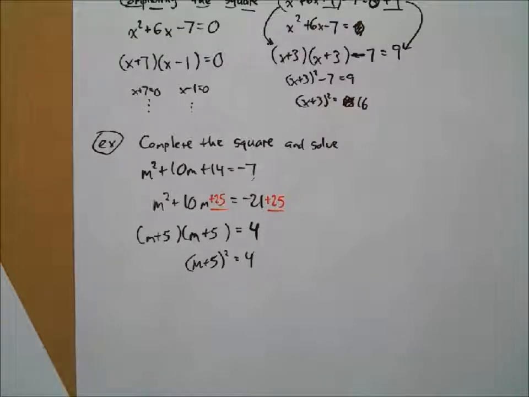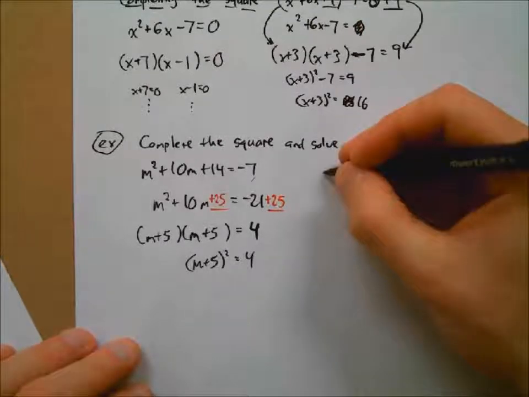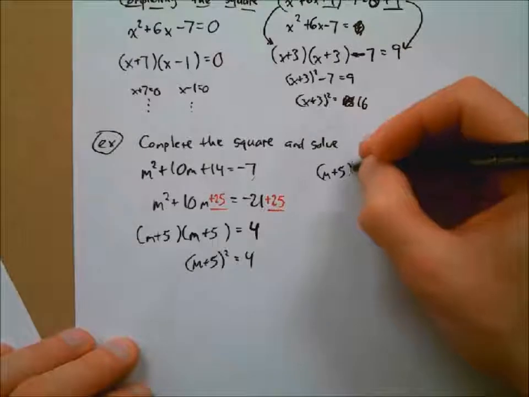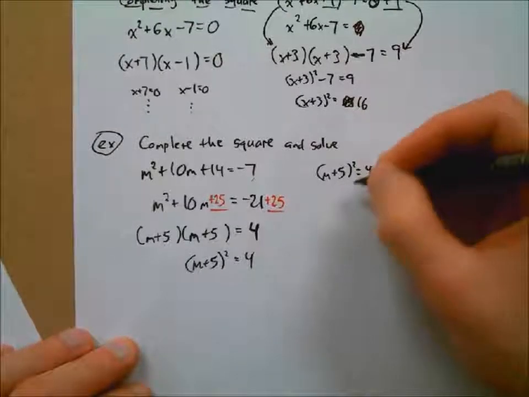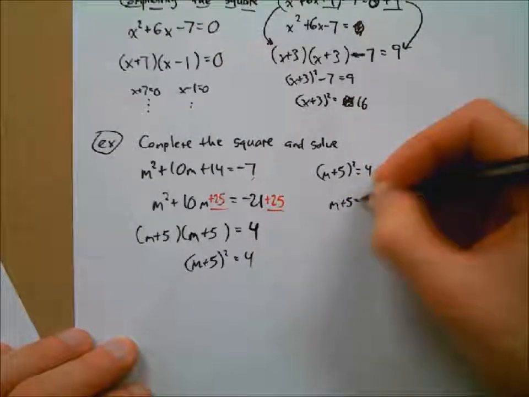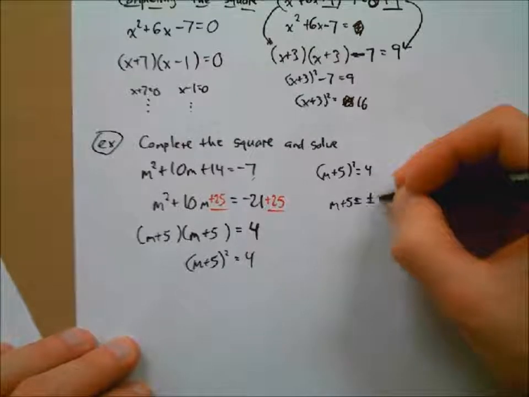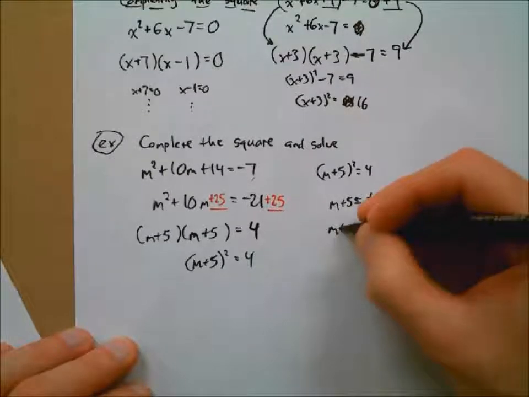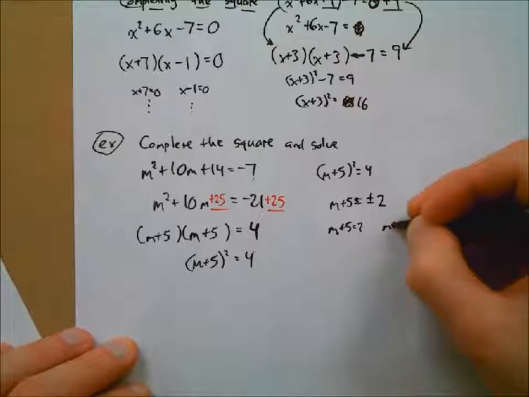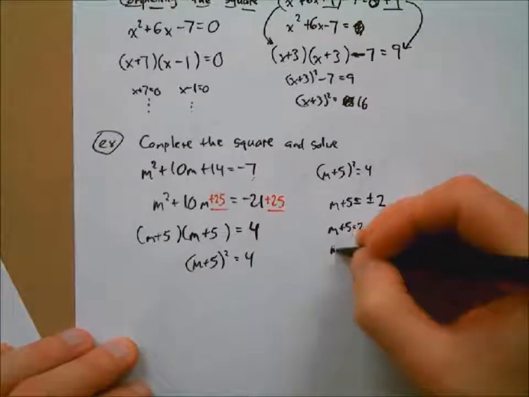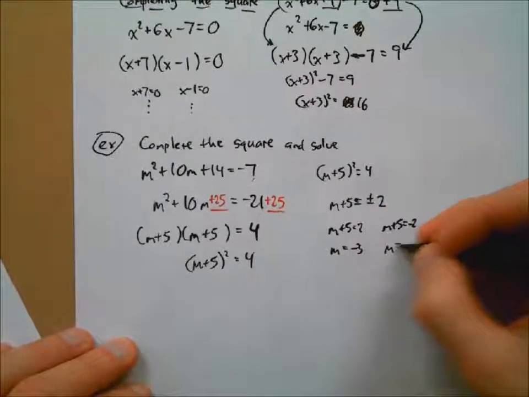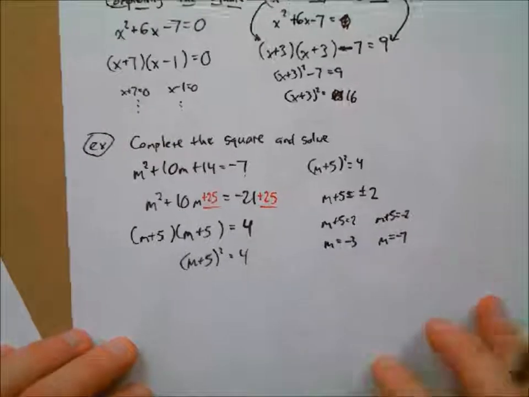And of course, we could solve this, right? So this is a method to solve a quadratic equation. I'm going to guess most of you probably don't use this as a strategy to solve quadratic equations, but you can. If we then just square root both sides here, we get m plus 5 equals plus or minus 2. And so we get m plus 5 equals 2, m plus 5 equals negative 2. And so m is negative 3, or m is negative 7. If we want to solve it. The directions did say solve, so.